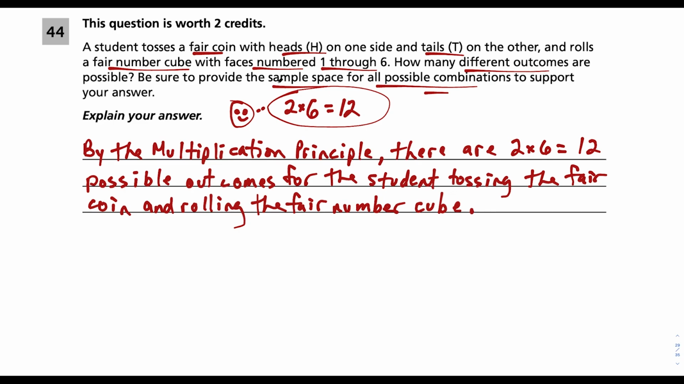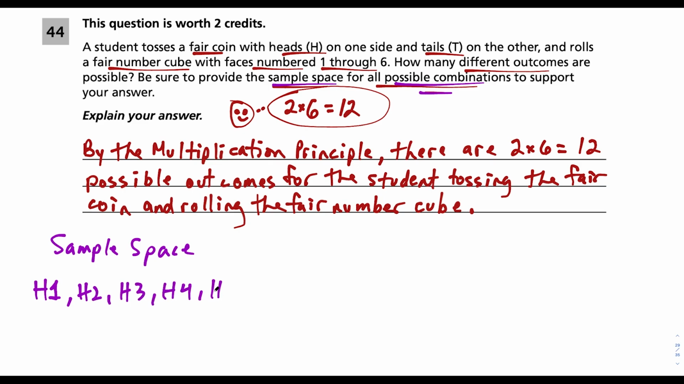So for the last part of this question, we have to provide a sample space with all possible combinations. So for the sample space here, we just want to think about what could actually happen for the student that tosses the fair coin and rolls the fair number cube. Well, first up, let's consider the possibility that they get heads here when they toss the fair coin. So they could get a heads, and they could also roll a 1. So they could get heads and roll a 1. They could roll a 2, and then 3, and then all the way to 6 here. So these are the first possibilities when they're tossing the coin and rolling the fair number cube.